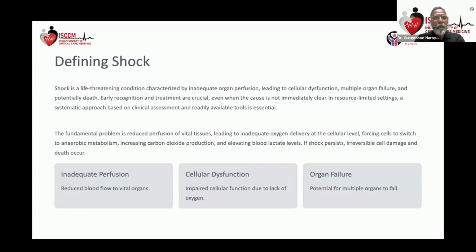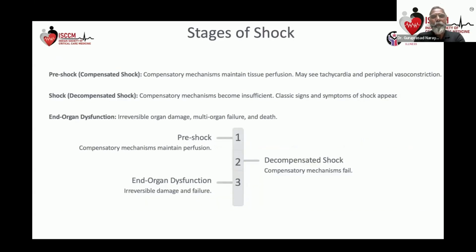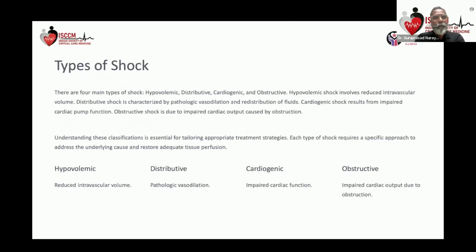So shock causes inadequate perfusion, cellular dysfunction, and if untreated, organ failure. You can get a patient in any of these stages. The patient can be compensated, that is in a pre-shock state where he shows tachycardia and peripheral vasoconstriction. If untreated at that stage, he moves into a decompensated state and you find classical signs and symptoms of shock, which I'll explain as the session goes on. If untreated, the patient ends up in end organ dysfunction, which can be irreversible organ damage, multi-organ failure, and even death.